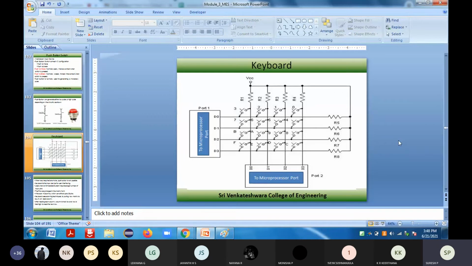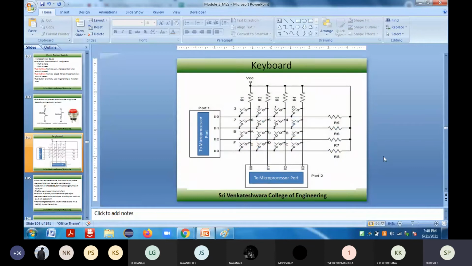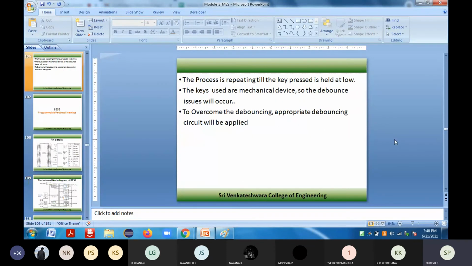Next, when two or more keys are pressed, a push button is not possible. This is what I explained. This has 4 rows and 4 columns and offers up to 16 keys. It works on the scanning technique: by pulling the row matrix to low, it will read the column. The process keeps rotating till the key pressed is held at low.